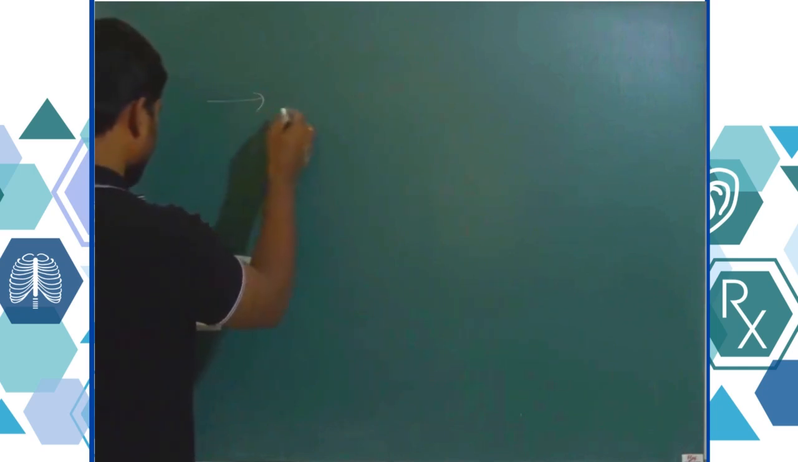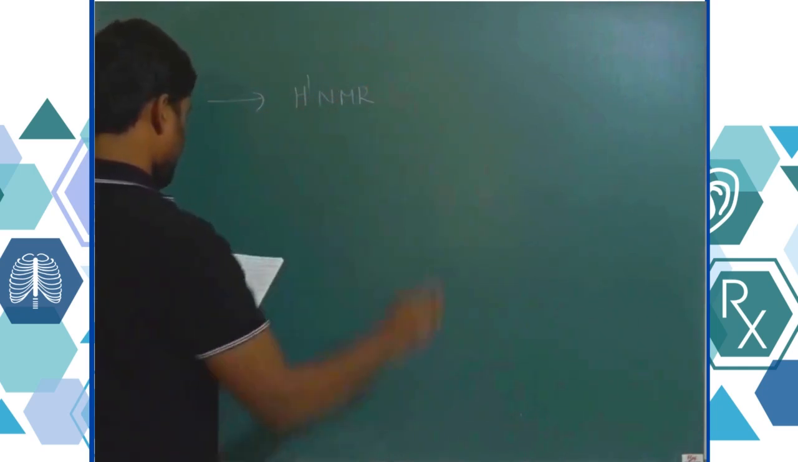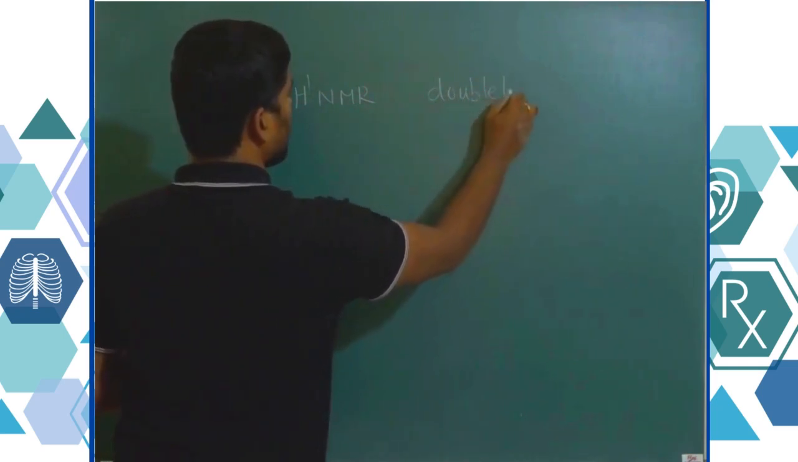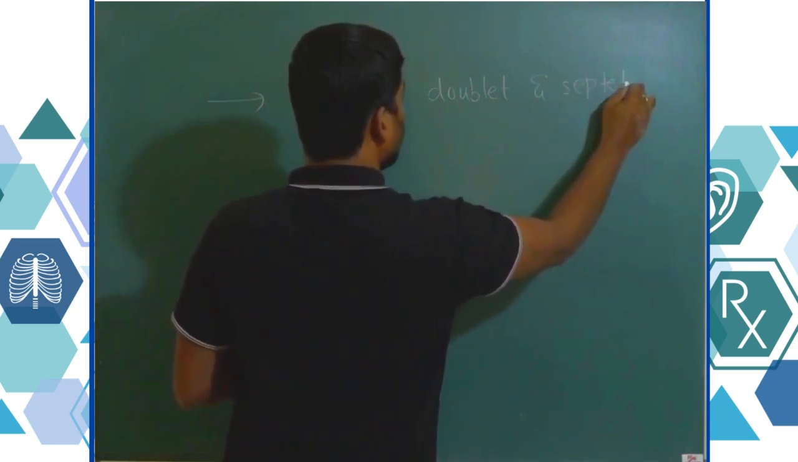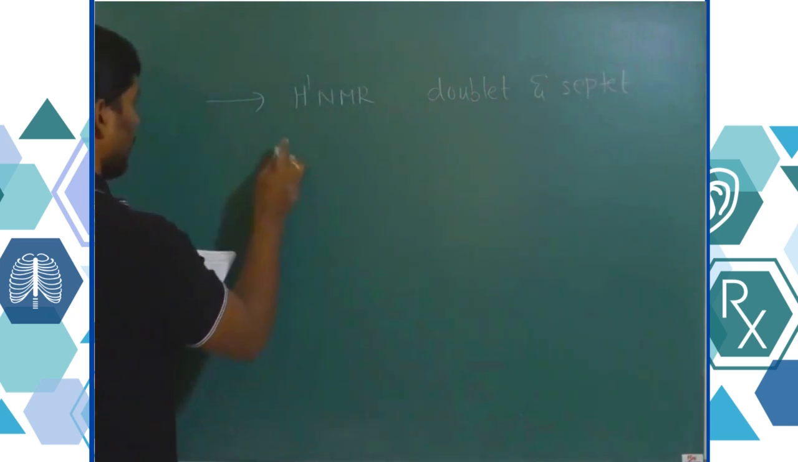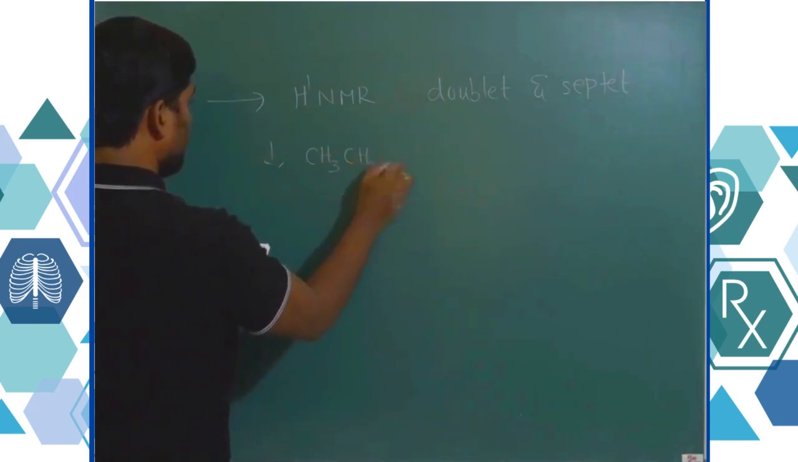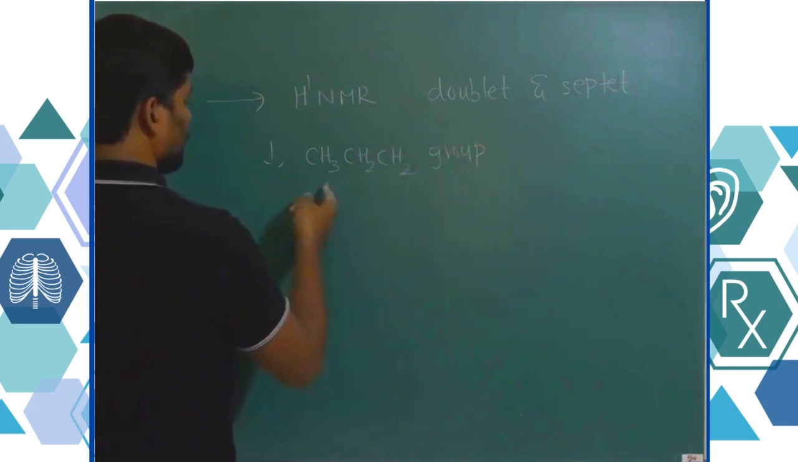Okay, this is given different. The H1 NMR spectrum of a compound gives a doublet and a septet. Which of the following is true? It contains a CH3, CH2, CH2 group.